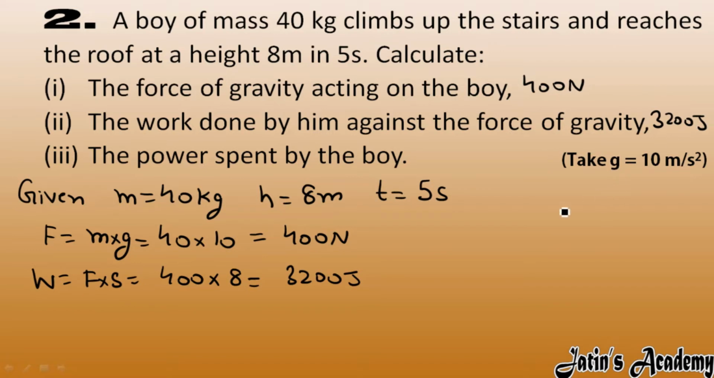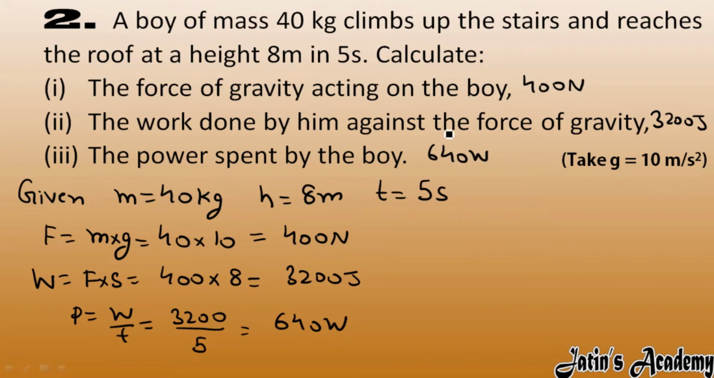Next we have power spent by the boy. Power is work done per unit time. Work done we have already calculated, 3200, and time we have how much? 5 seconds. So 3200 by 5, we got 640 watt. So power spent by the boy is 640 watt.